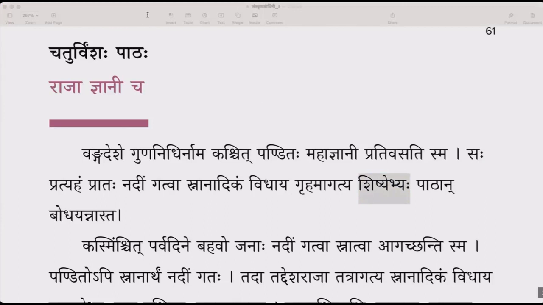Chaturthi bahuvachanam. Wait for me. It is akaranta pullingaha. Shishyebhyaha is fourth case, plural. Yes. Akaranta pullingaha shishya shabdaha, chaturthi vibhakti, bahuvachanam. Shishyebhyaha paathana bodhayan asta.